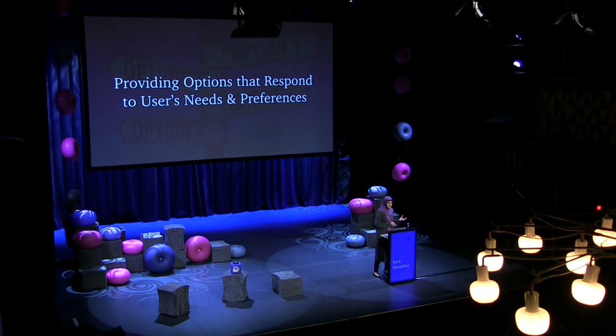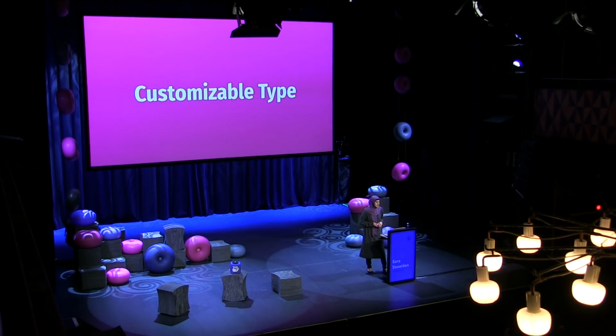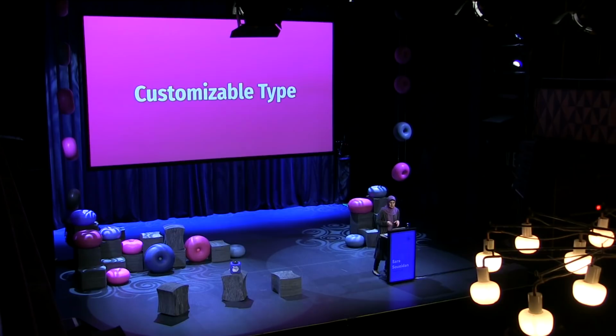And since we're talking about adapting sites to users' needs, another thing you can do to improve the usability of the product is to provide options that respond to users' needs and preferences, in addition to the reduced motion media query. More specifically, I want to talk about providing options to customize the look of the interface and the user's needs, and in this case, customizable type.